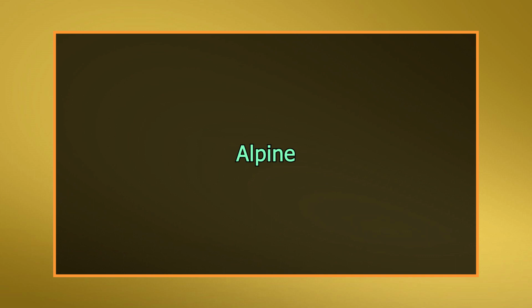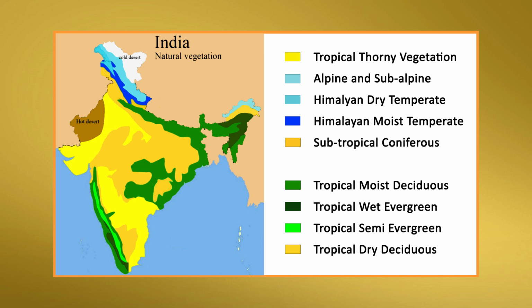Now we are going to talk about the alpine type. This type grows in the middle levels of Himalaya. The main types of trees and vegetation are silver firs, juniper, pines, rhododendrons, and birches. The forest types in India and their geographical distribution have been depicted in the following map.